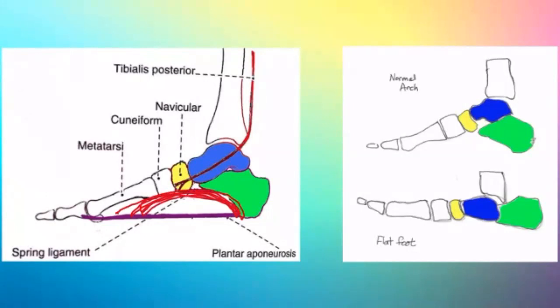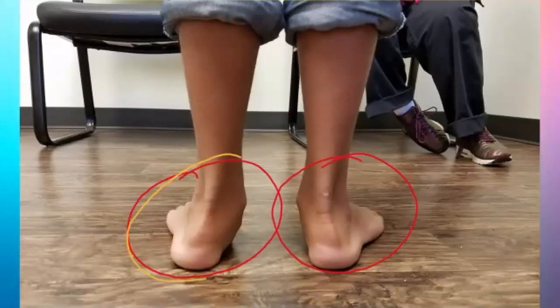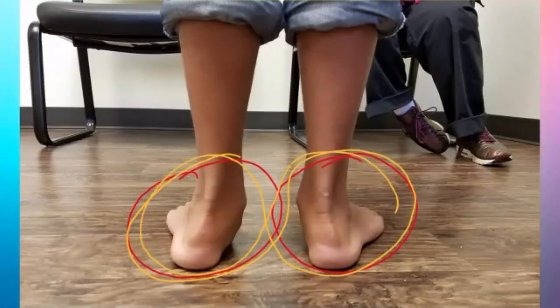So when this ligament is torn, then what will happen is the talus will be displaced, okay? So that is called flat foot, right? You see, displaced talus. This is acquired flat foot.